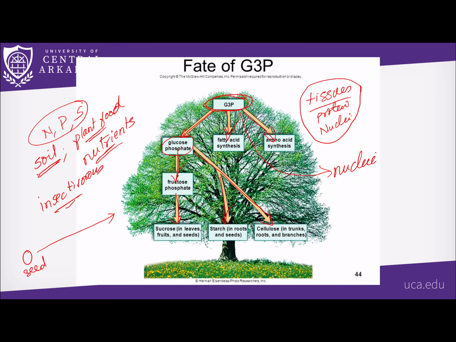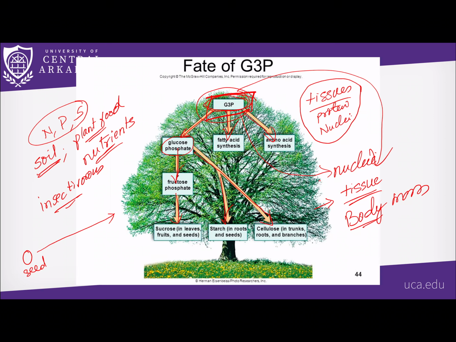In addition, when we eat these plants, which is a food, the products, this becomes our major source of tissues. So even our body mass, heterotroph's body mass, comes from G3P. So it's very, very interesting. So most of the mass of living organisms come from the product of photosynthesis.